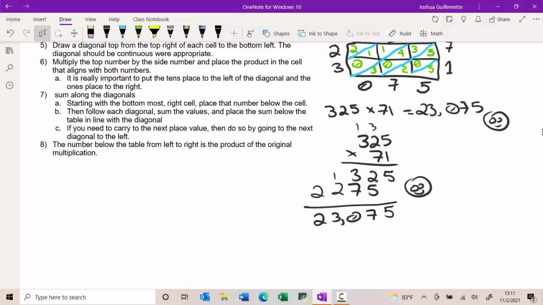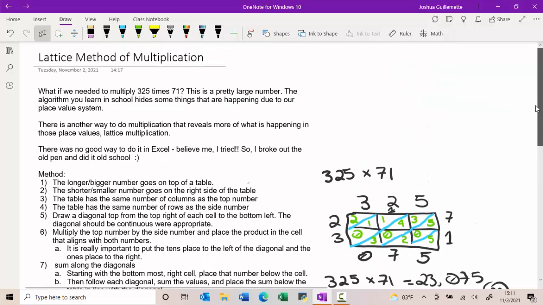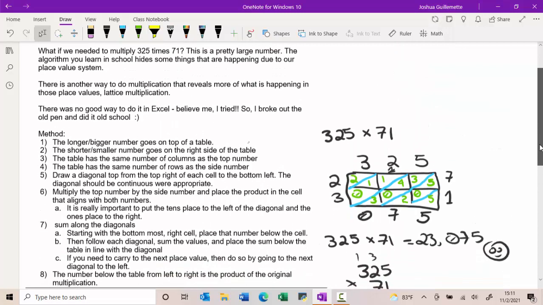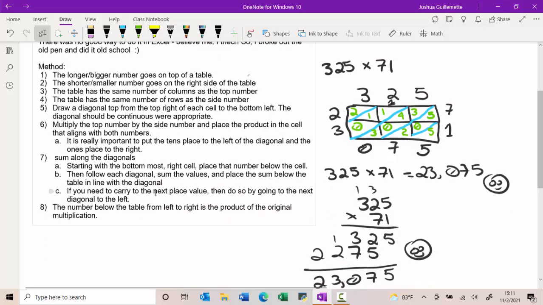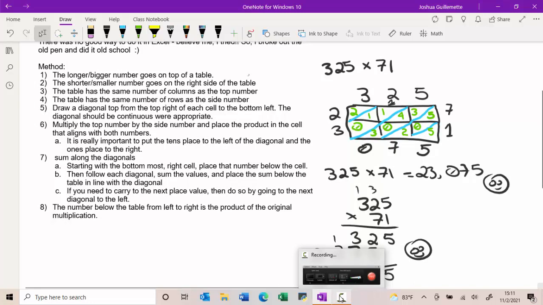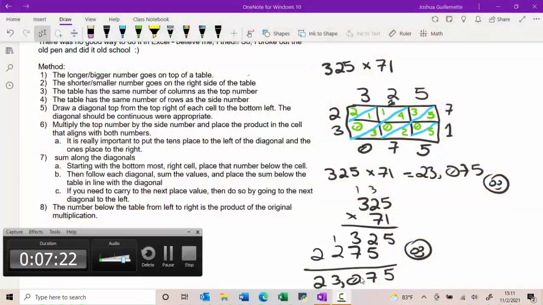All right. So I am going to stop here. I just wanted to show you the method of lattice multiplication. And so this is the method for today. The rules are over here, and here's an example to the right. And if you can now do lattice multiplication, that makes me happy.